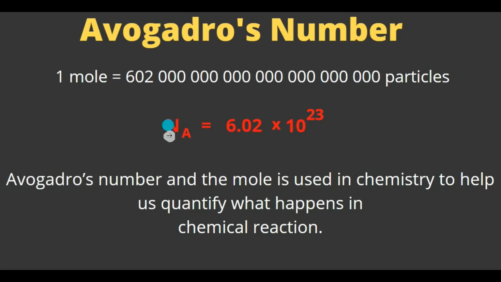So you say Avogadro's number, which is called Na, equals 6.023, sometimes there's a 3 depending on the number of decimal places after the comma, multiplied by 10 to the power of 23. So this is a number that you should be familiar with. And we use Avogadro's number and the mole in chemistry to help us quantify what happens in chemical reactions. So in chemical reactions, you'll normally see they'll say 1 mole of this, 2 moles of that, 0.5 mole of this. They are talking about this number, right?